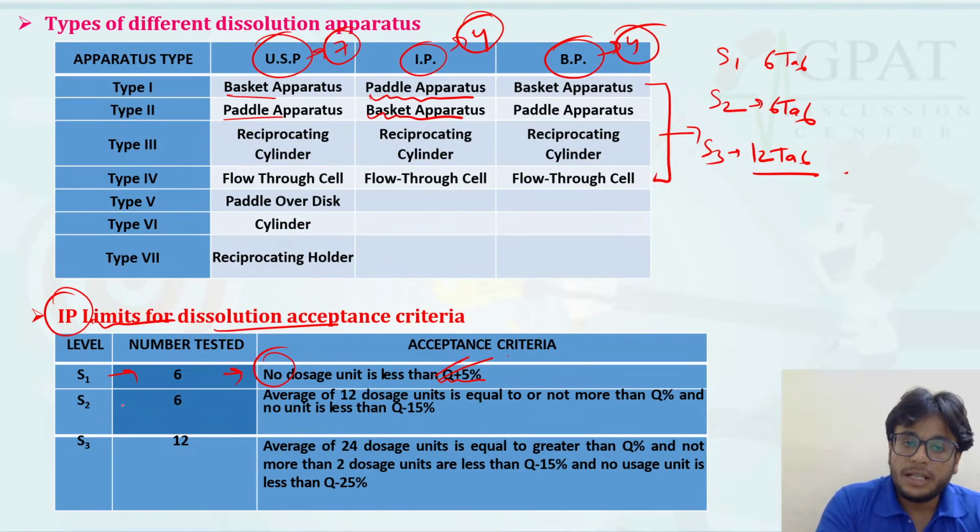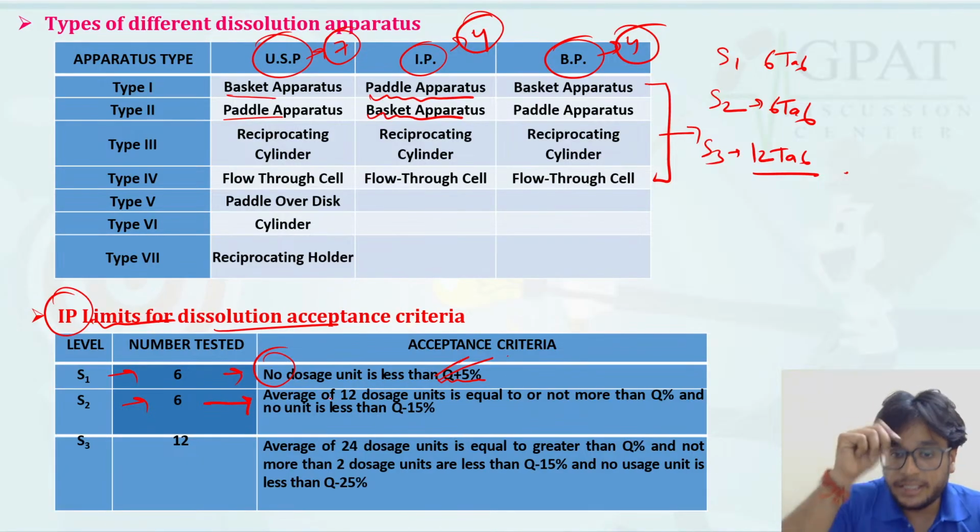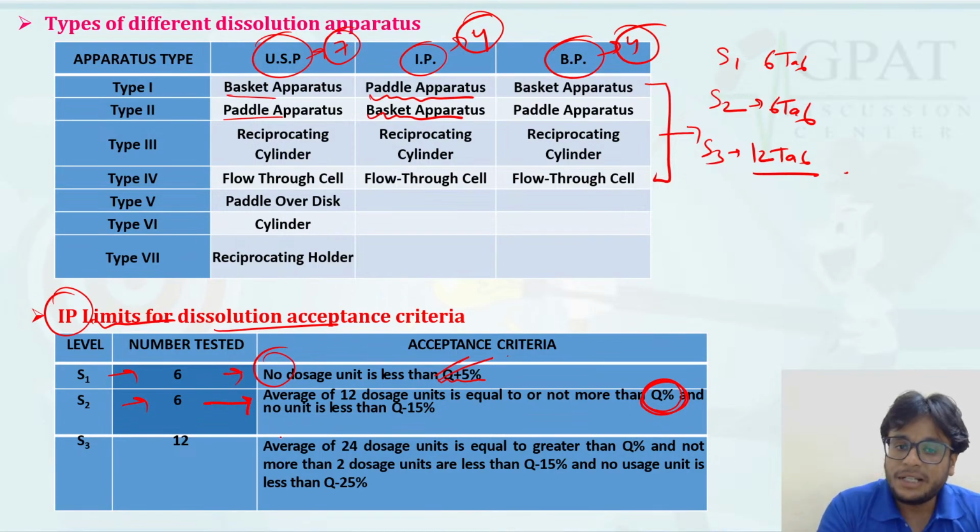For the S2 sample, where we also take 6 tablets, the acceptance criteria is that the average of 12 dosage units is not less than Q, that is the release pattern itself, and no unit less than Q minus 15%.